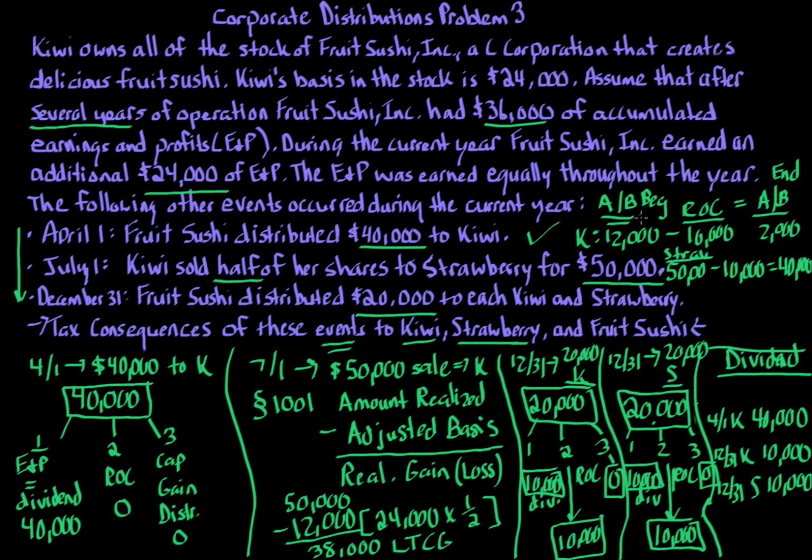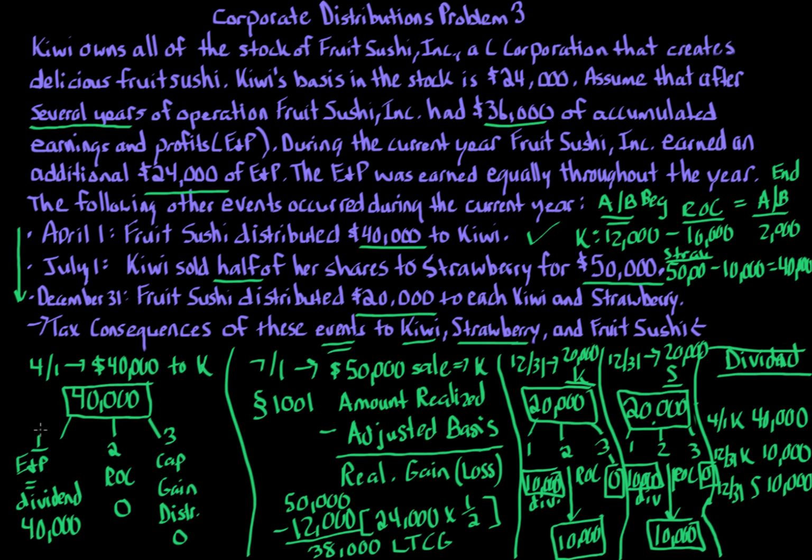So 50,000 beginning of basis, that's what Strawberry paid, minus 10,000 return of capital, that's the 10,000 here, equals 40,000 basis. So here are the ultimate results of step 3. So we're done with step 3. We just finished step 3, which again is to determine tax consequences to the shareholders, Kiwi and Strawberry.